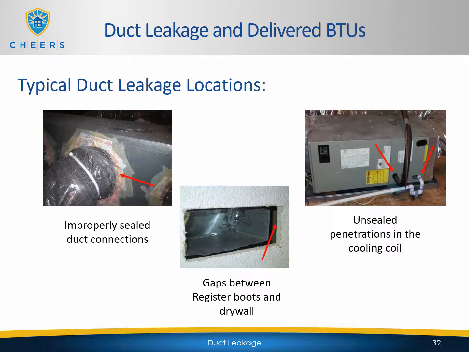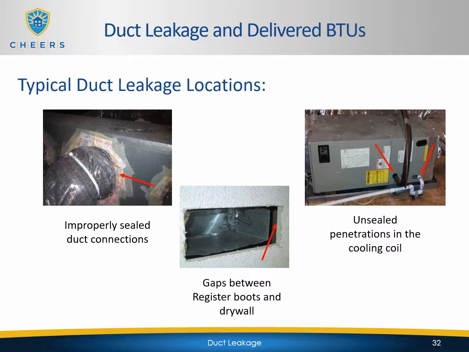Now, where does duct leakage come from anyway? And these are just some of the most common examples that you'll see. So on the left-hand side, you'll see improperly sealed duct connections. So anywhere where there is a connection of a duct to another duct, or maybe a plenum or a junction box, there's the potential that it's not going to be connected properly and there's going to be leaks. So improperly sealed duct connections will show a good amount of leakage in the overall size of the system.